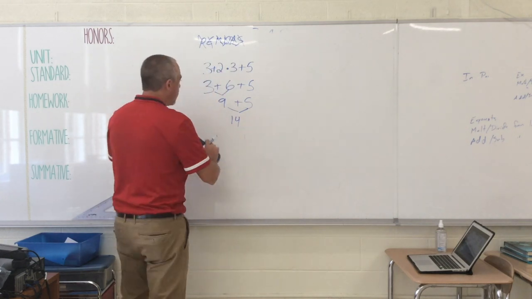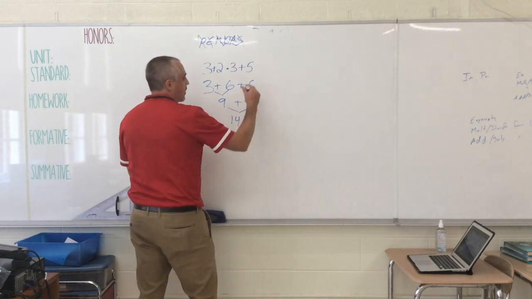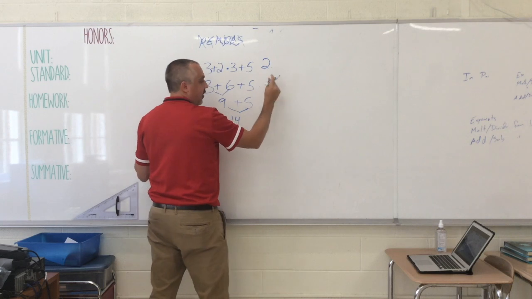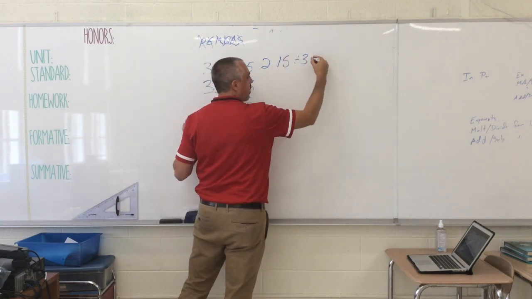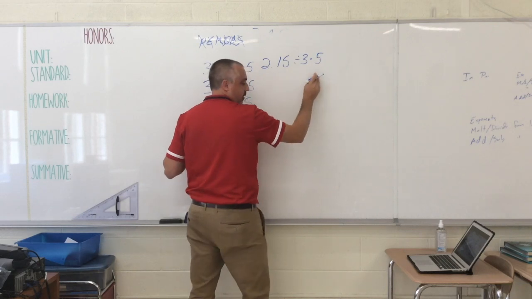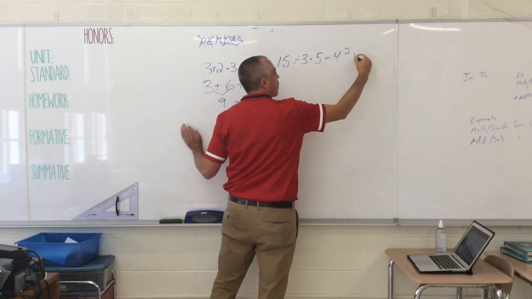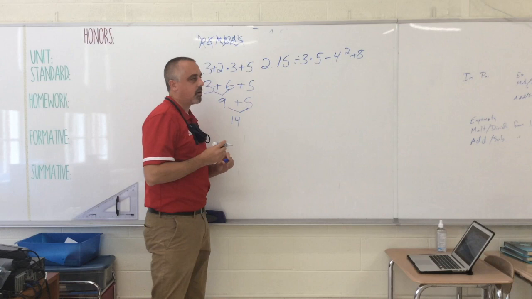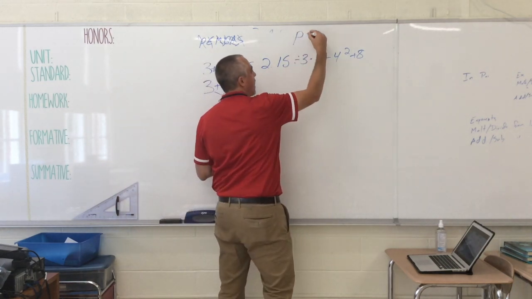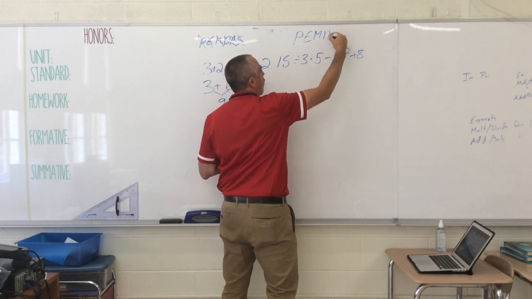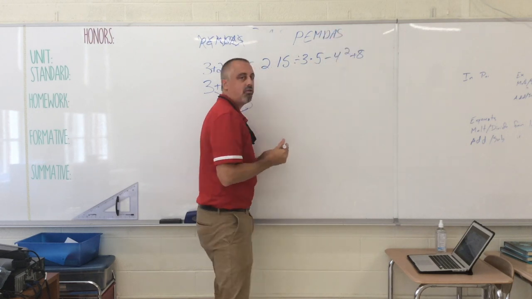So let's look at number 2. We've got, I'll put that on the side here, 15 divided by 3 times 5 minus 4 squared plus 8. Great problem here. So, my first step, I'll put my acronym above. You guys have it on your paper. On all the worksheets, it's the first thing we should see you guys writing.